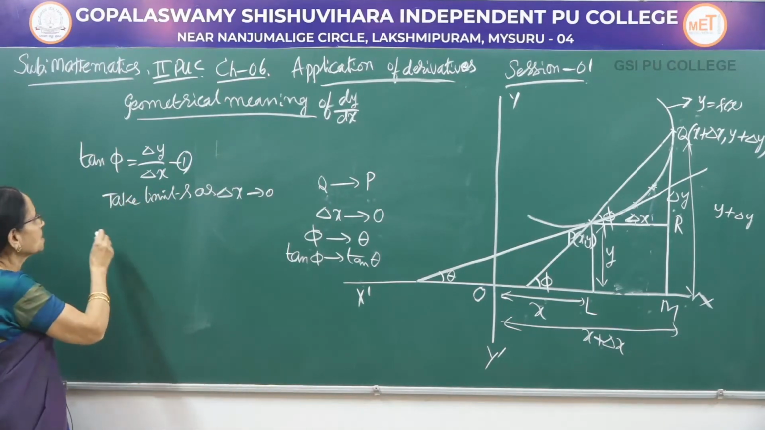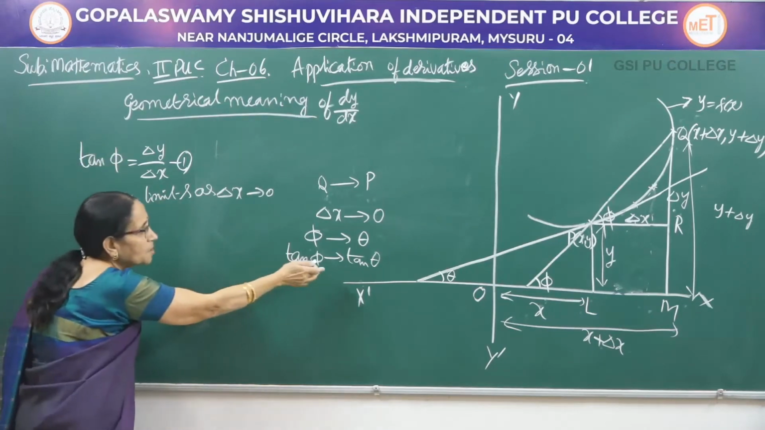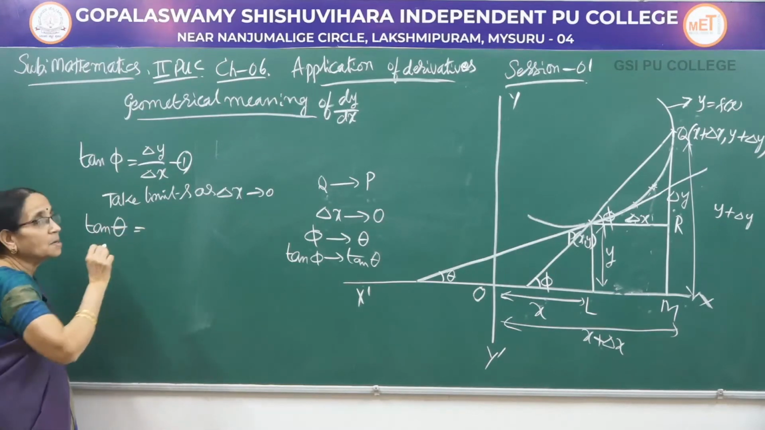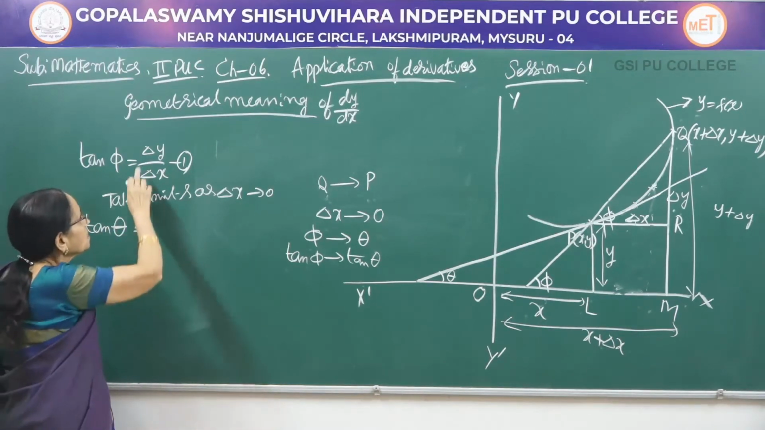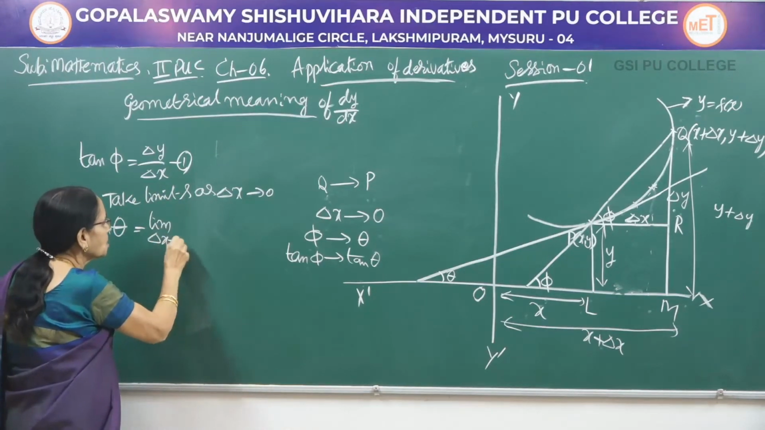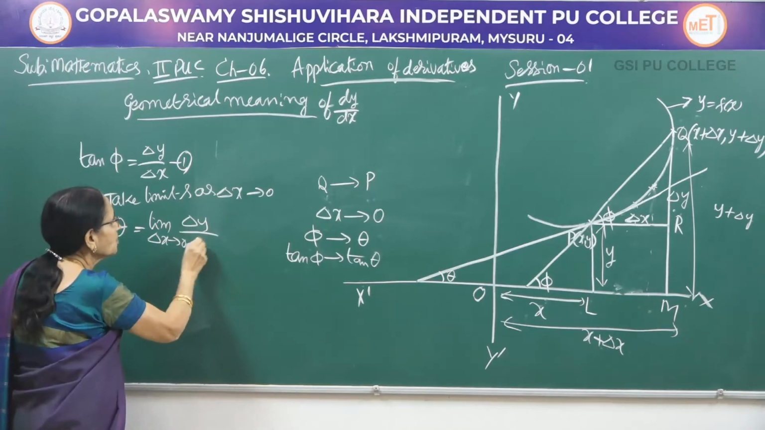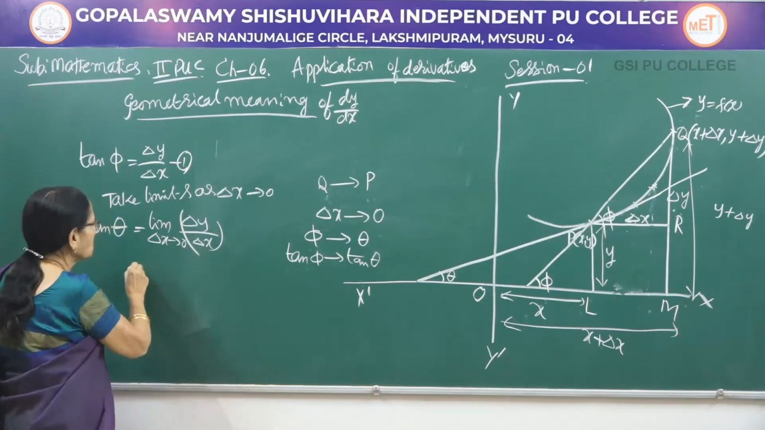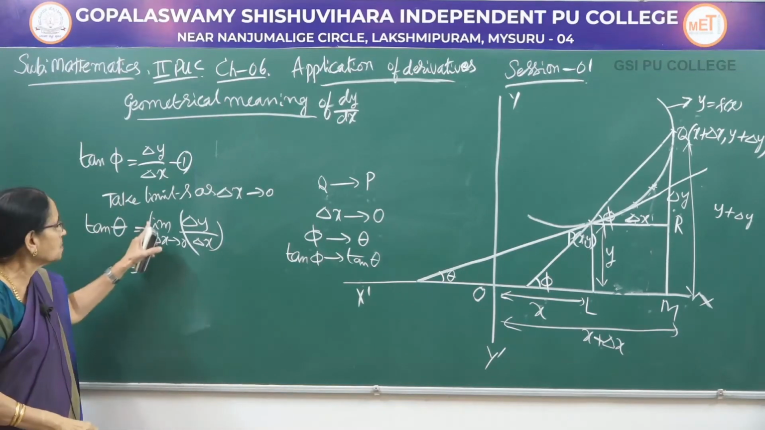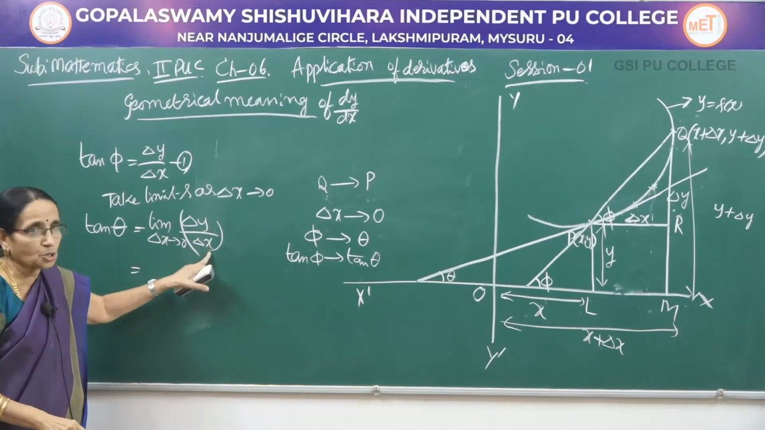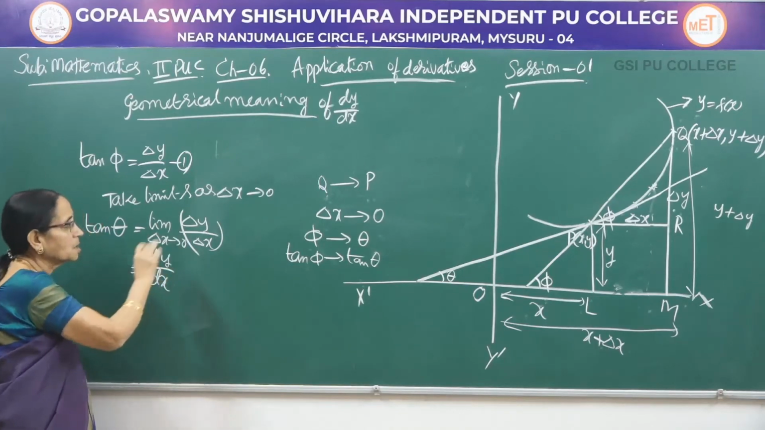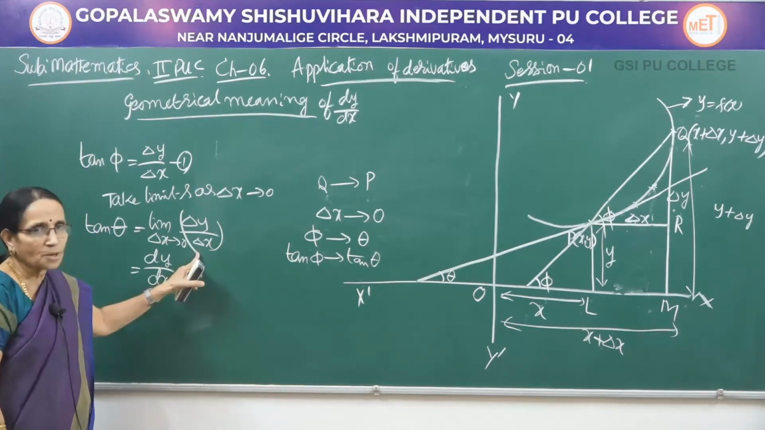So when you take the limit as delta x tends to 0, what has happened to tan phi here? We can see that it has become tan theta. Now on the right hand side, you take the limit as delta x tending to 0 of delta y by delta x. We go to the very first lesson of differential calculus. The limit as delta x tends to 0 of the ratio delta y by delta x is nothing but dy by dx.